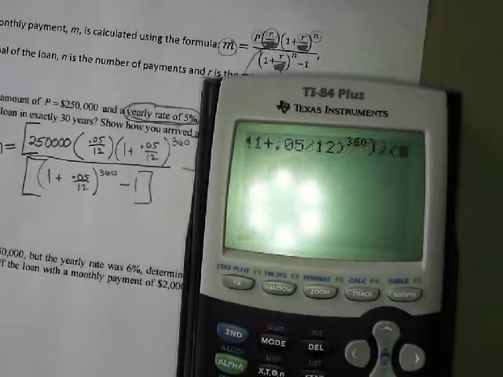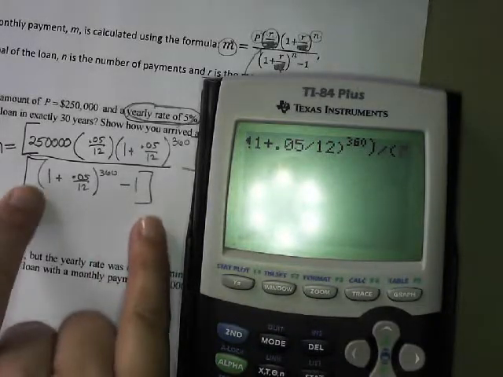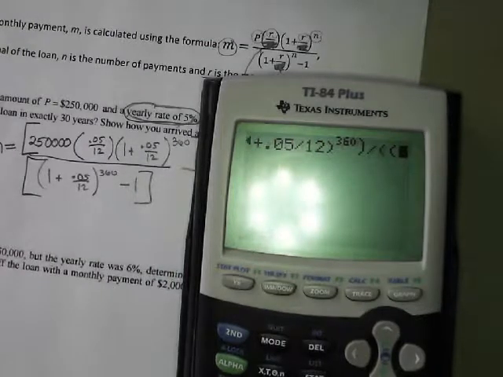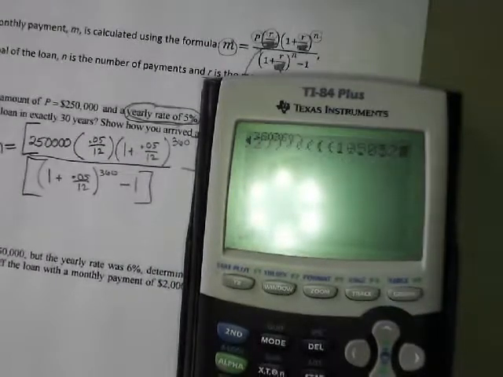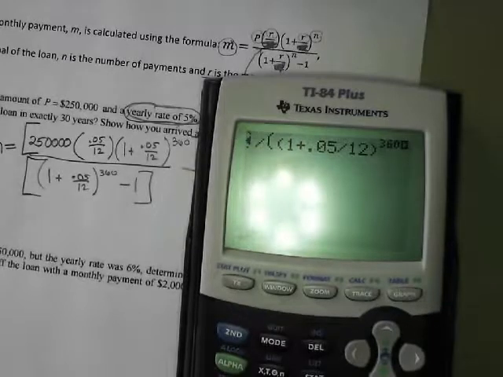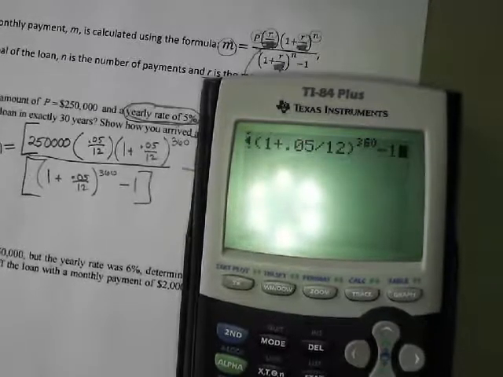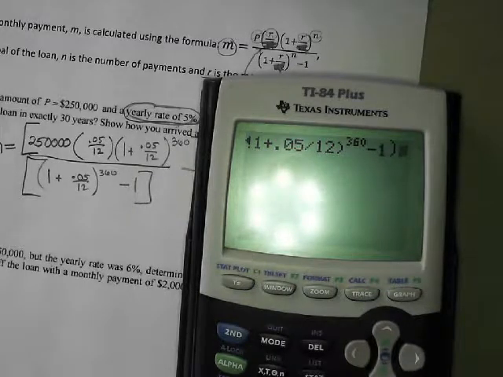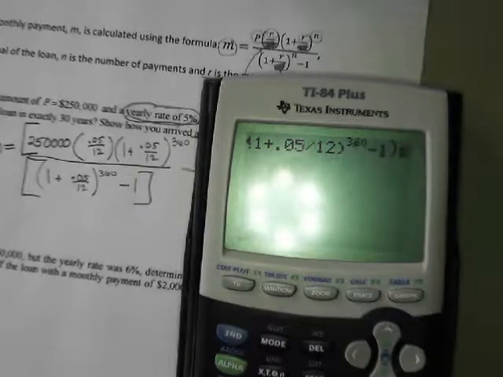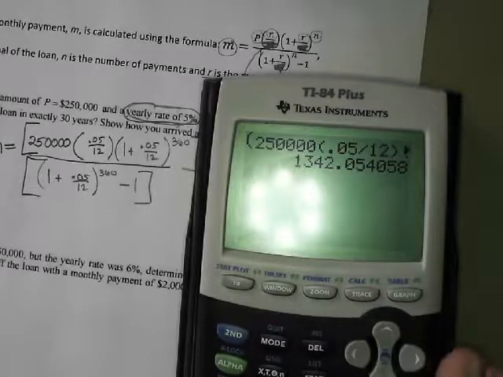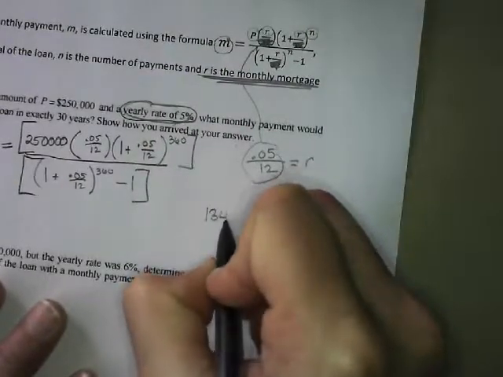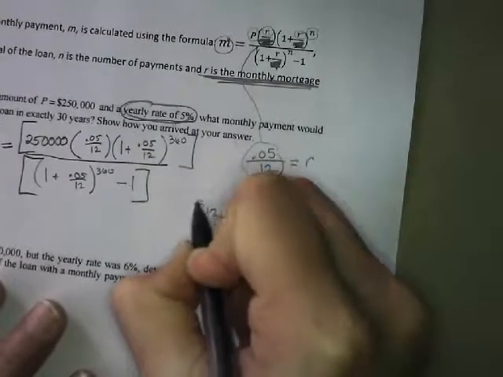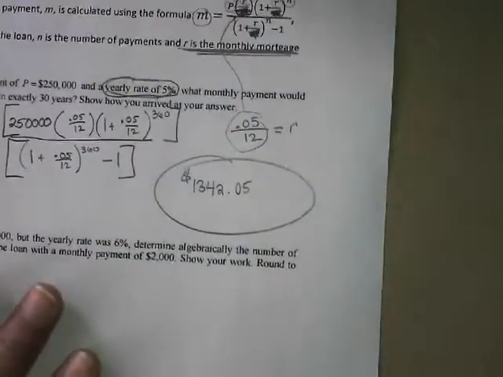In the denominator, large set of parentheses around the denominator, 1 plus .05 divided by 12, raised to the 360th power, minus 1, close the denominator. So you don't need that big set of brackets if you're going to go to your second fraction or however you get there. And I get $13.42 and 5 cents. Again, it's finance, so I'm going to go to the nearest penny. Good? Any questions on that?